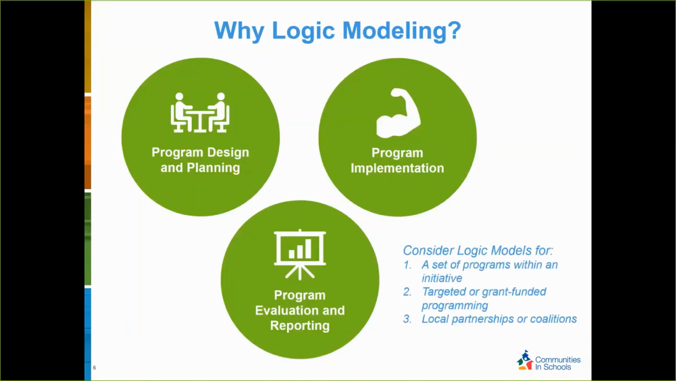With this in mind, CIS affiliates might consider utilizing a logic model when working on an initiative comprised of a set of programs, specific targeted or sometimes grant-funded programming, or local partnerships or coalitions. Good examples of this include the CIS Challenge Schools initiative, an affiliate-level initiative on data culture, or when an affiliate is collaborating on a community-level partnership on trauma-informed care.